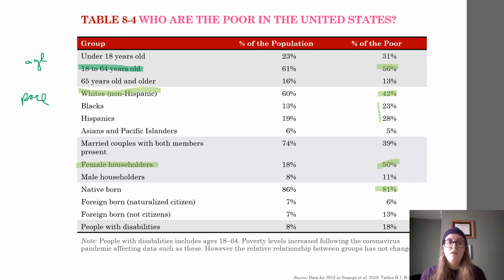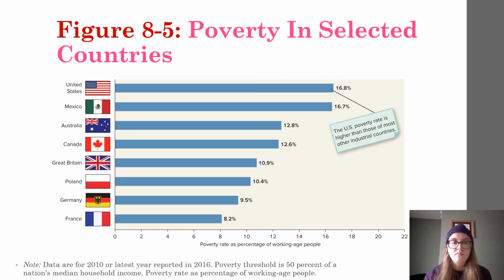Thinking about, say, female householders, they are still number one among the groups that make up the percentage of the poor, along with the native born. That hasn't changed. And then we can also think about poverty in different countries, right? If we think about poverty in different countries, your head might immediately go to Africa or something like that. But you can see here that the US poverty rate is actually higher than most other industrial countries. When we think about industrial countries, those are countries that are similar to the US, more Western.